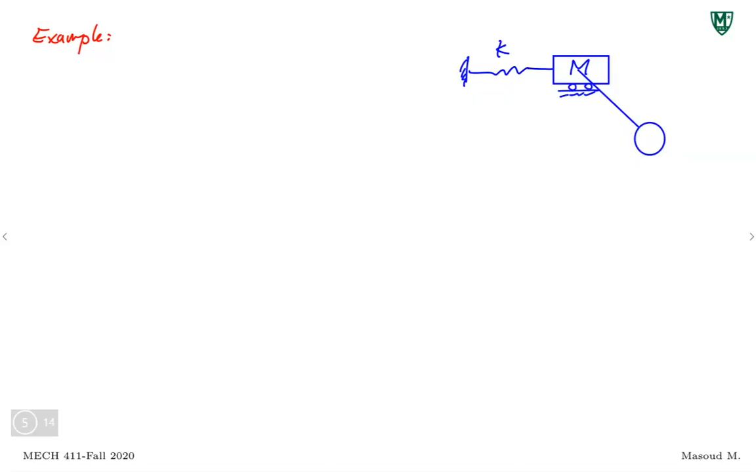And that pendulum has a mass of lowercase m, I believe. This is where it's attached to the cart. It's attached to the cart. It's a pin, so it can swing. This is the degree of freedom x. Let me use a different color. This is the degree of freedom x, and this is the degree of freedom theta.